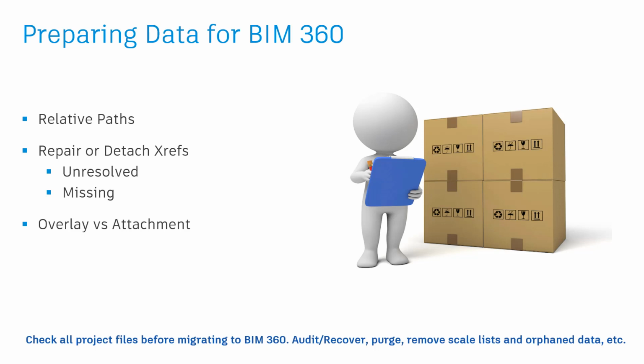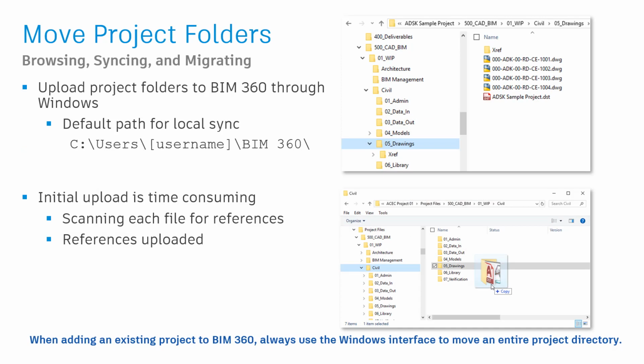One of the more common mistakes made when uploading projects to BIM 360 is using XREFs as full paths. This causes BIM 360 to replicate the project folder structure every time it encounters a reference file. So it's definitely recommended to set your XREFs to overlay instead of attachment. The best way to migrate the project is to use Windows Explorer to drag and drop the project directories. This will be demonstrated in a video a little bit later in this presentation. Just note that when we upload the project folders to BIM 360, the default path for the local sync folder is C:\Users\your username\BIM 360, followed by the account name, then the project name.